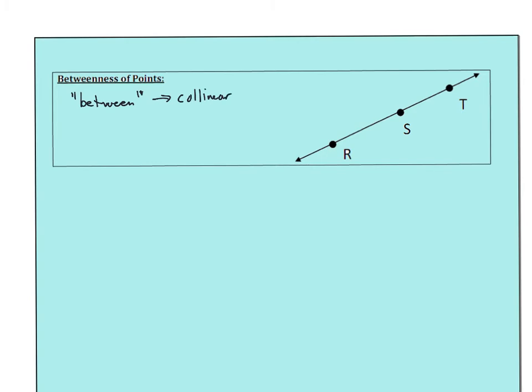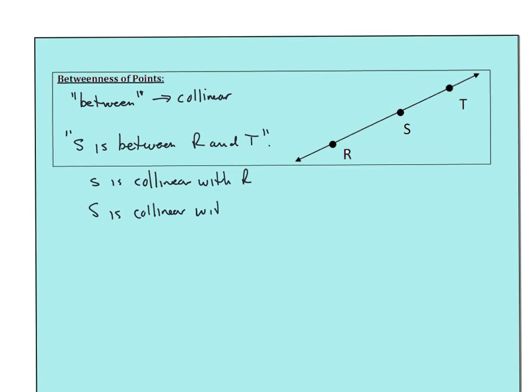Okay? So if we say that point S is between R and, sorry, rather T. If I say that S is between R and T, I'm really saying that S is collinear with R. And I'm also saying S is collinear with T.